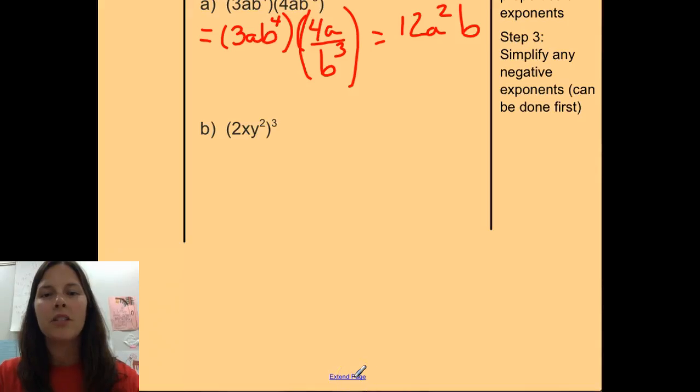Our next one is a pretty straightforward power of a power rule. Remember, when you're taking a coefficient to a power, you do not multiply them. 2 cubed is 2 times 2 times 2, or 8. x cubed. And then y squared cubed, we do multiply those powers. We get y to the 6th.